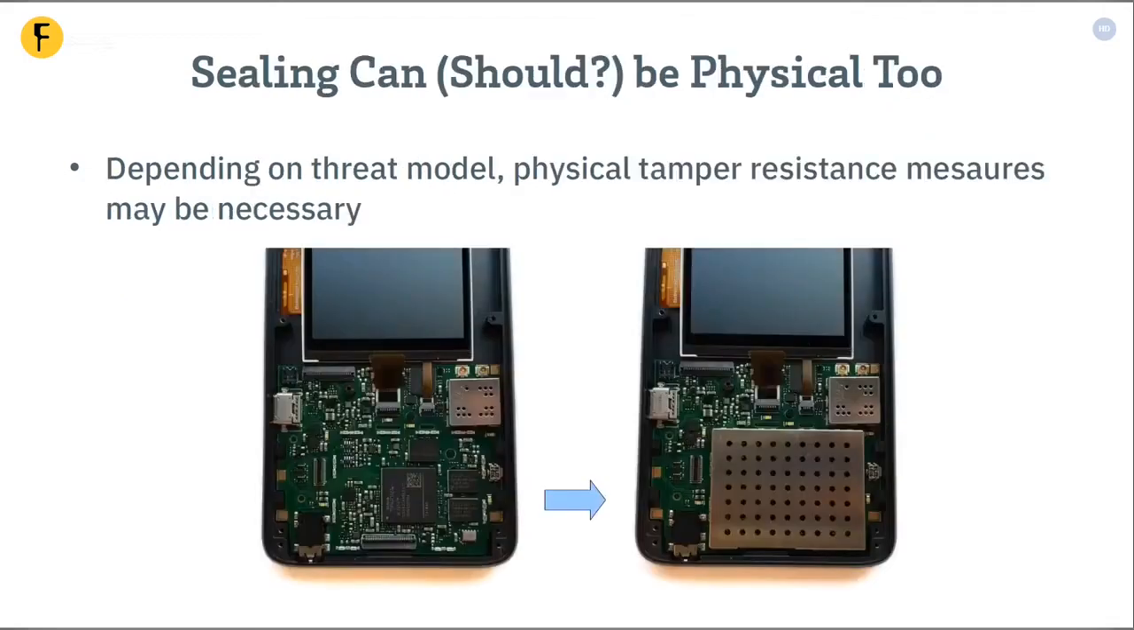And then sealing can, and perhaps should, be physical too. Depending on your threat model, you may want to have some tamper resistance measures. So you want to be able to take, perhaps, a trusted domain of chips here, and then put a metal can over it and glue on top of it. It's a crude way, a very simple way, but it's also a surprisingly effective way to at least know if someone's trying to tamper with your device, because they have to remove that shield to get on the inside. It'll leave evidence, and it raises the stakes on the physical security for a relatively small amount of effort.